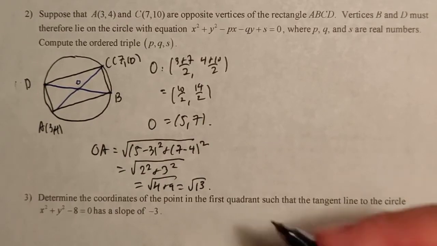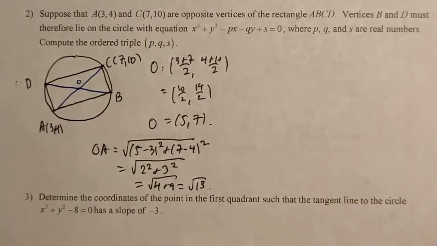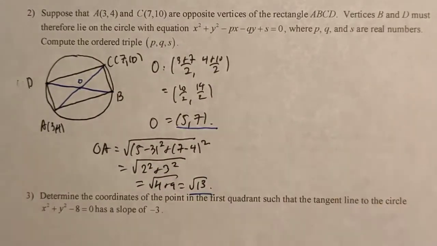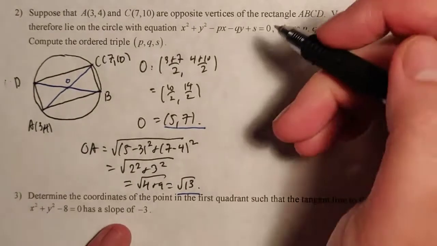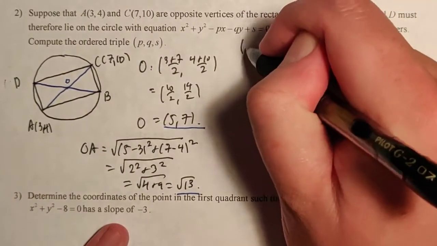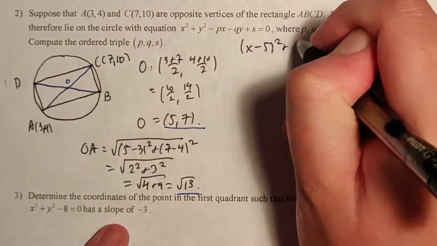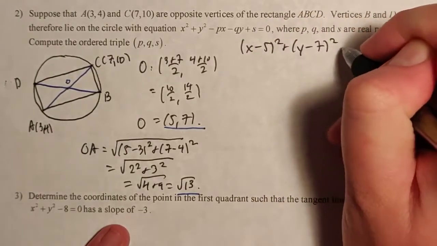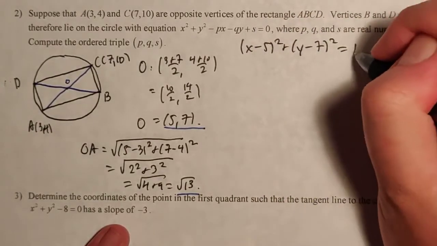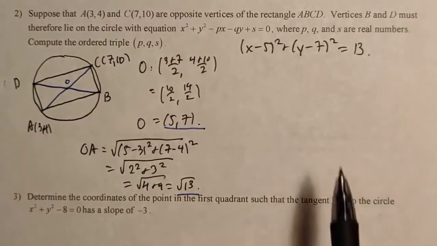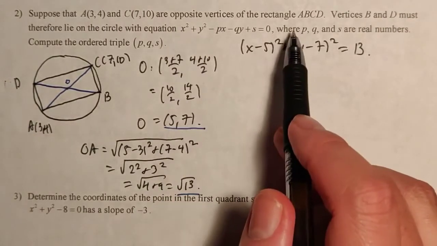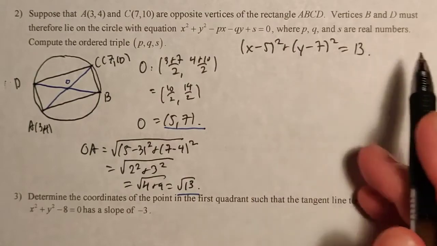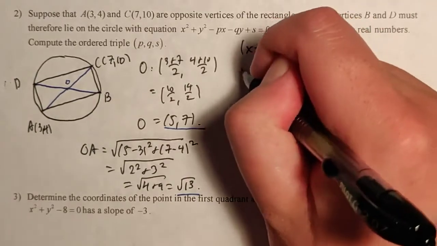So that means, now that we have the radius, we have these two critical pieces of information. There's a center and there's a radius, so now we can write the equation of the circle. The equation of the circle is going to be (x minus 5) squared plus (y minus 7) squared equals radical 13 squared. Well, that's just 13. Now that's great, but the problem didn't ask for it. The problem asked for it in this form, which means I have to unpack the boxes and shove everything to one side.